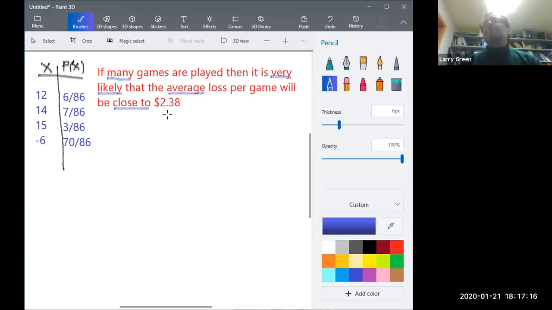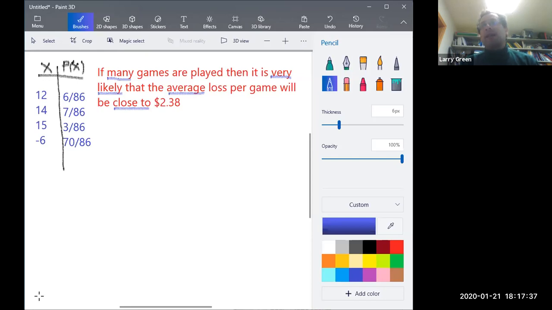Okay, so we're talking about lots of games, talking about averages. We don't know it's going to happen, but it's likely to happen. And it's not going to be exactly the expected value, but it's likely to be very close to the expected value. Any questions on this idea?